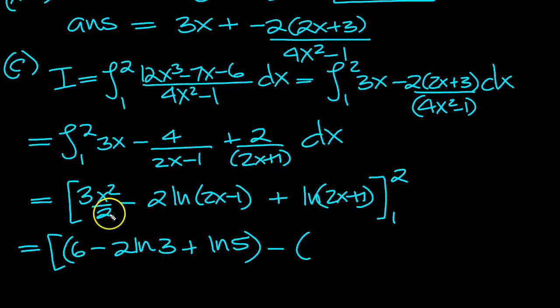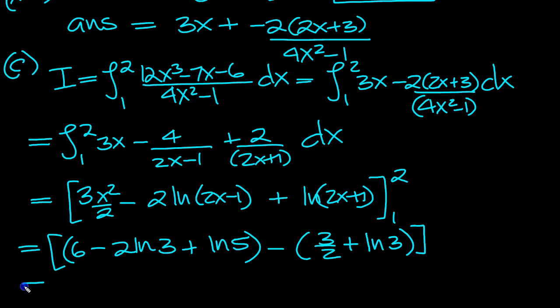Minus the bottom value. 3, 1 squared, so it's 3 over 2, isn't it? Minus 2, 2 ones are 2, minus 1 is 1, log 1 is 0. So that can go, that's 0. And then the last one is plus log, 1 in here, log 3.